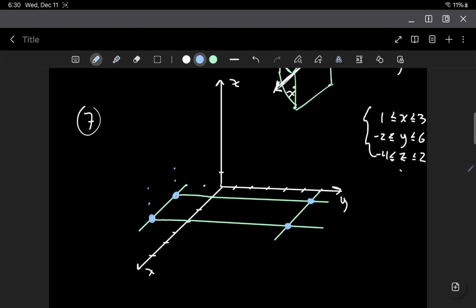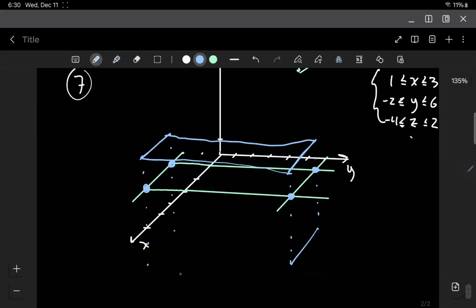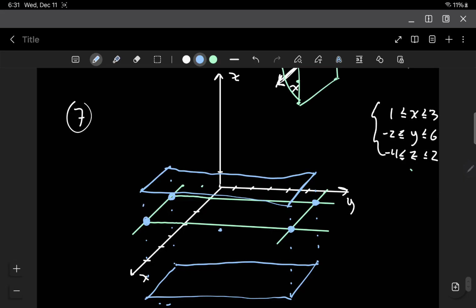1, 2, 1, 2, 1, 2, 1, 2. That's what the top of our rectangle looks like. And then for each of these points, we also want to go down 1, 2, 3, 4. So that rectangle down here, this is where the bottom of this should be. So notice that's very different from if you measure from the z-axis.